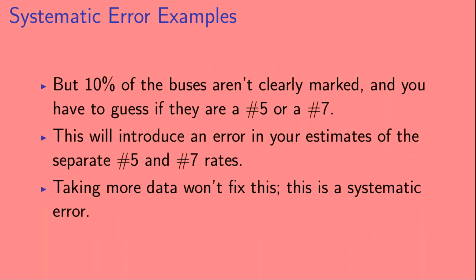But let's say that 10% of the buses aren't clearly marked, and you have to guess if they're a number 5 or a number 7. This will introduce an error in your estimates of the separate number 5 and number 7 rates. And taking more data won't fix this. This is a systematic error.